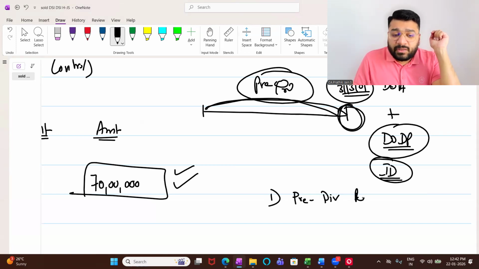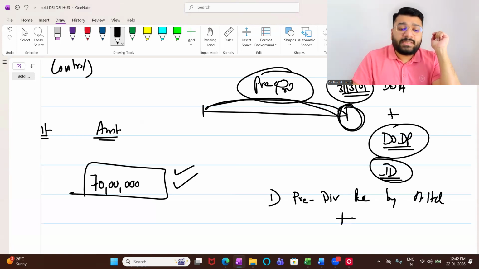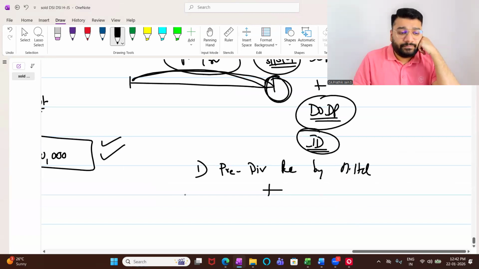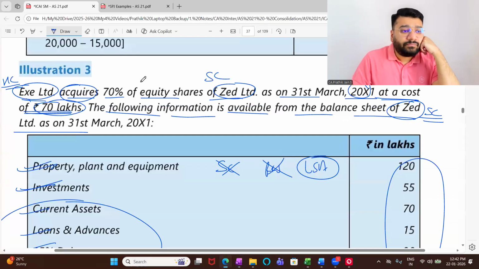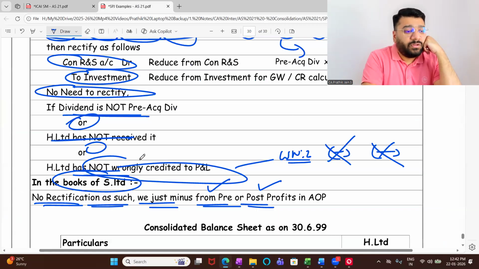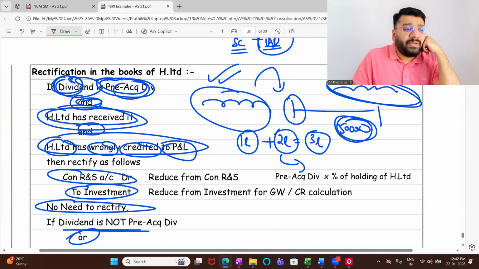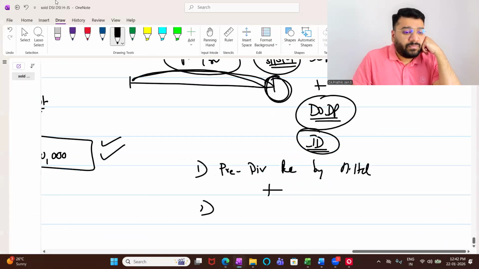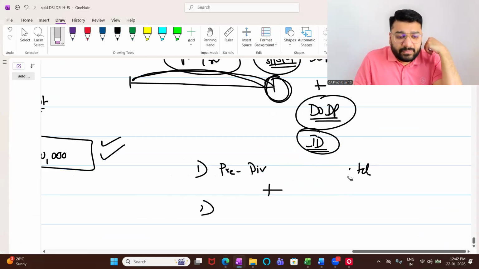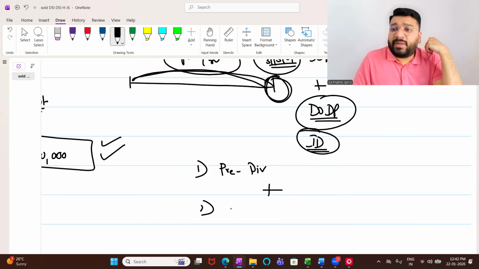Pre-dividend received by H Limited. Yes or no? What is the second condition? In total we have three conditions, no? Sir, H Limited has received. The first one is that the dividend should be pre-acquisition. Is it a pre-acquisition dividend? Yes. Second, this dividend should have been received by H Limited. Have they received it? Yes.